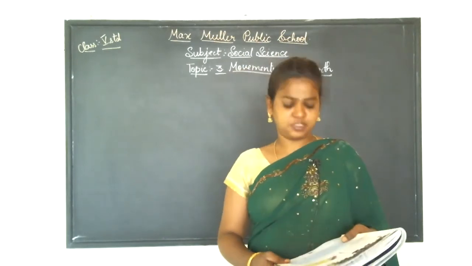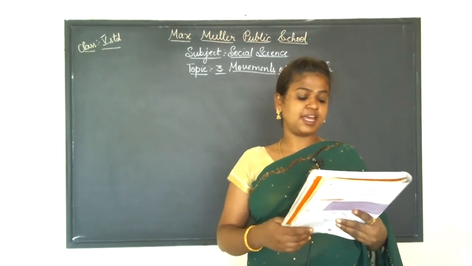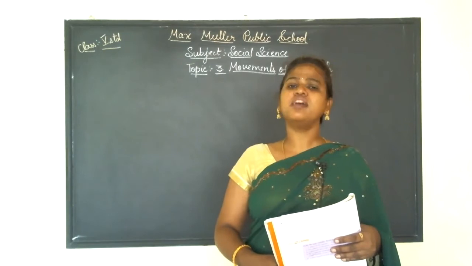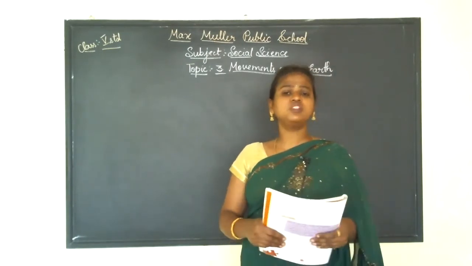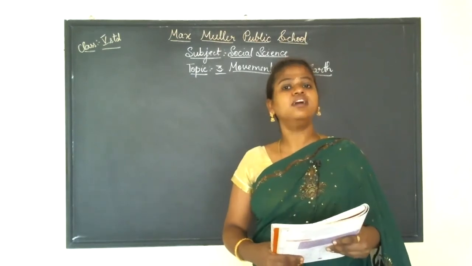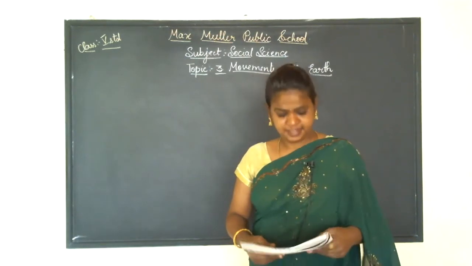So what happens here? See, the dash spins on its axis. They have given you the two options, that is the earth and sun. So which rotates or spins on its axis? It is earth. The earth spins on its own axis.